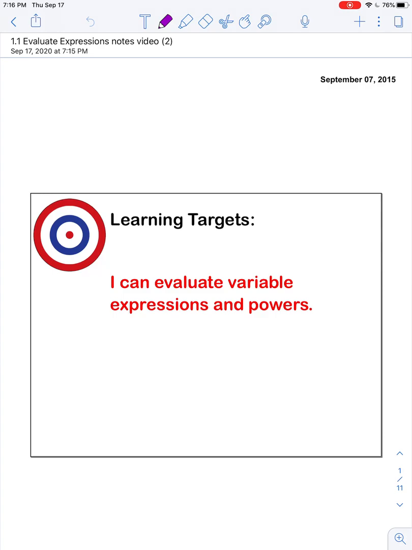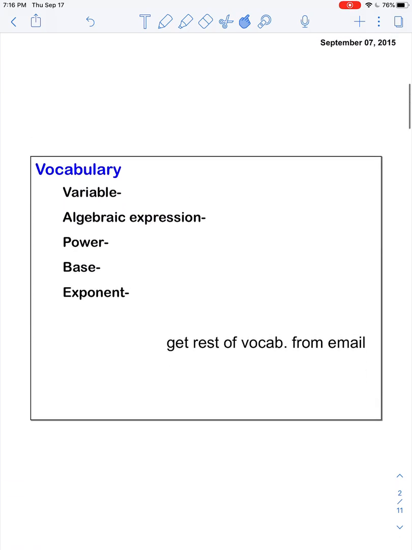Alrighty, so we're looking at our learning target. It says I can evaluate variable expressions and powers. So the first thing we need to do is be able to understand what those words mean. So we're going to talk about that right here.